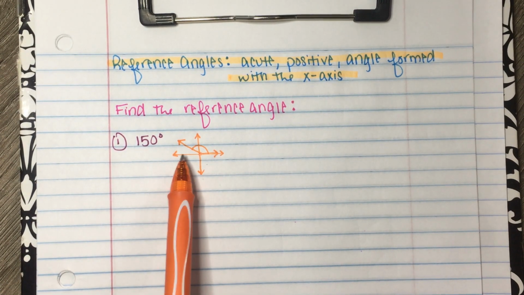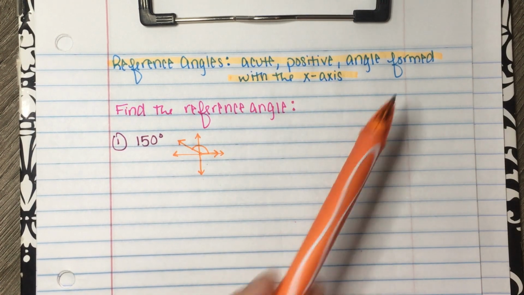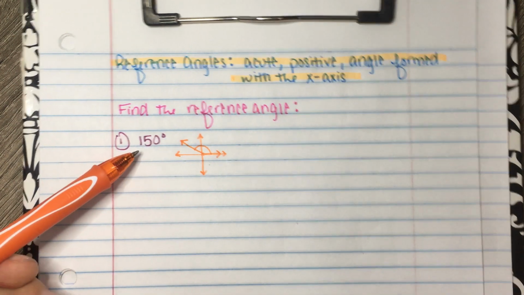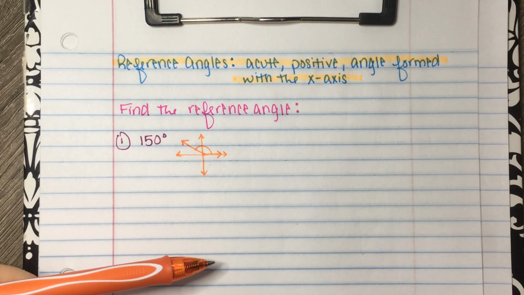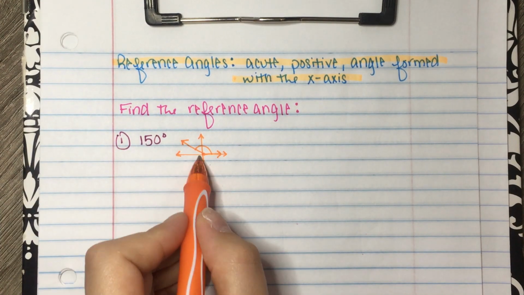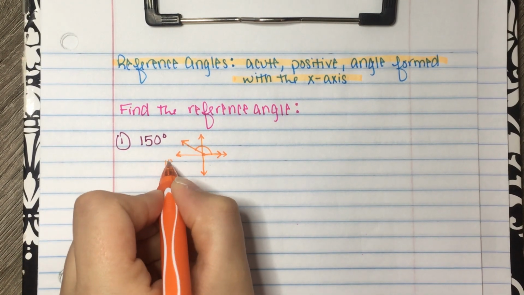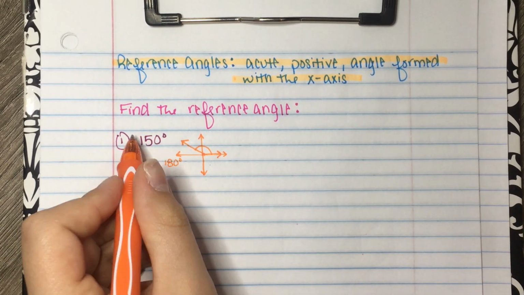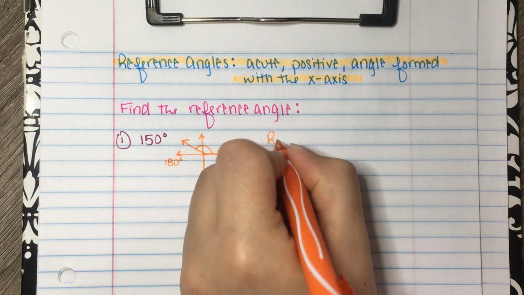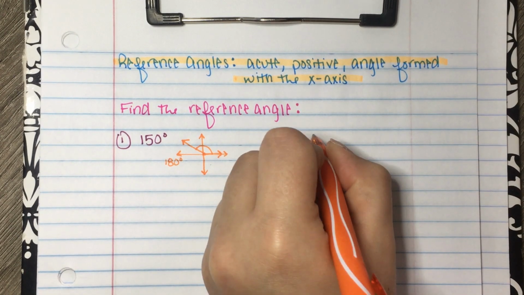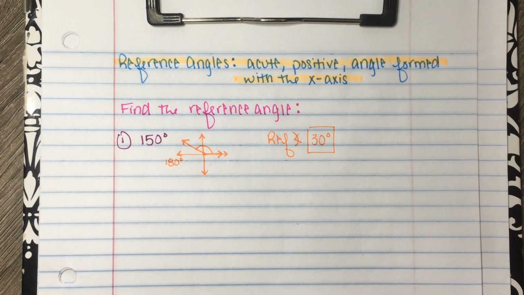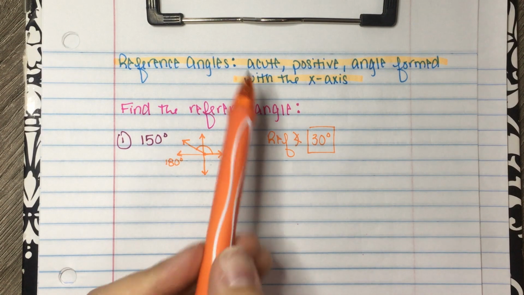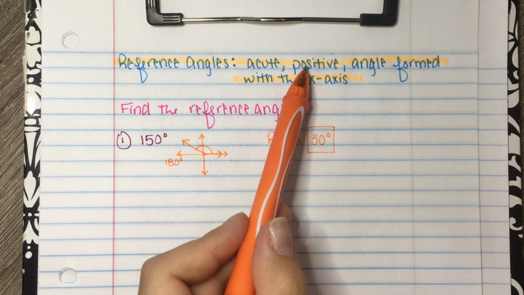Now I'm looking for an acute angle that's positive and formed with the x-axis. So I have to ask myself, how far away is this from the nearest x-axis? My nearest x-axis is here, at 180 degrees, and the distance away is 30 degrees. That's my answer, my reference angle, 30 degrees. Once again, it's formed with the x-axis, you're looking at the distance to the nearest x-axis, it's always acute, so less than 90, and it's always positive.